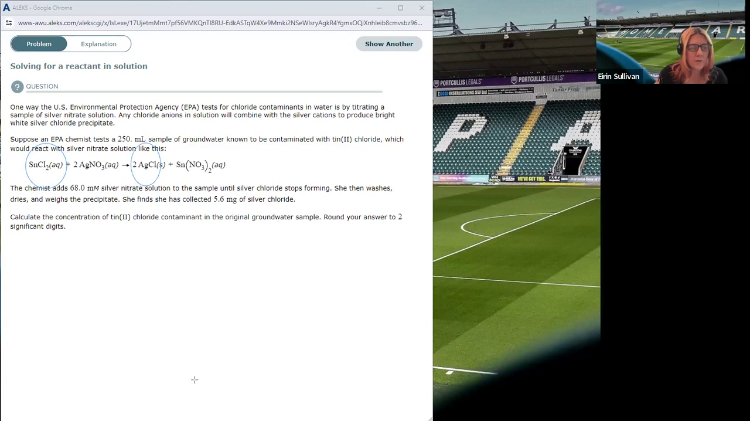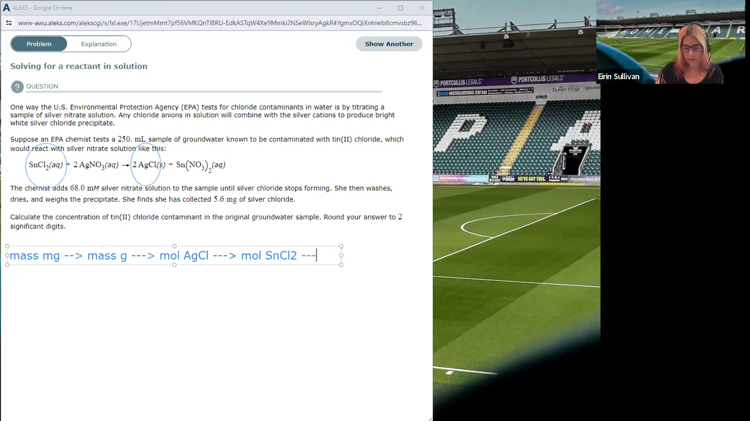So I'm going to want to convert mass in milligrams of the silver chloride to the mass in grams of the silver chloride. Once I've got the mass in grams, I can get the moles of silver chloride, and then I can convert the moles of silver chloride to the moles of tin(II) chloride.